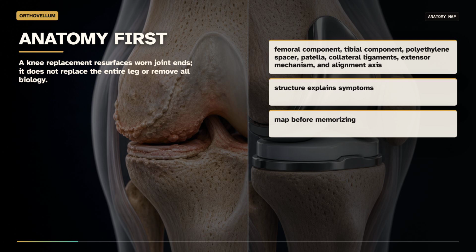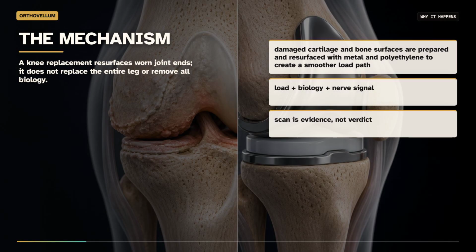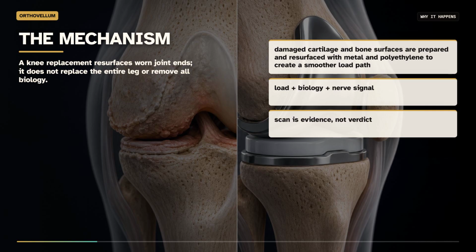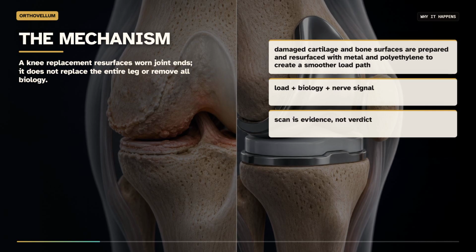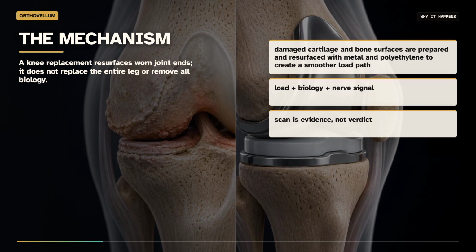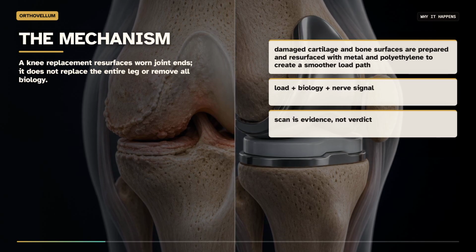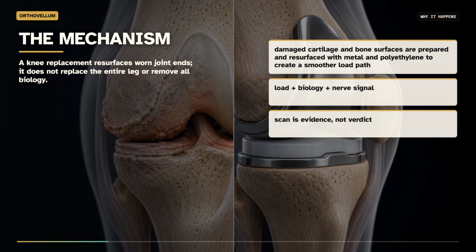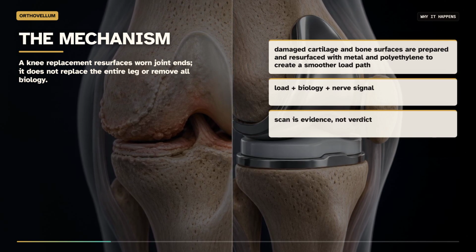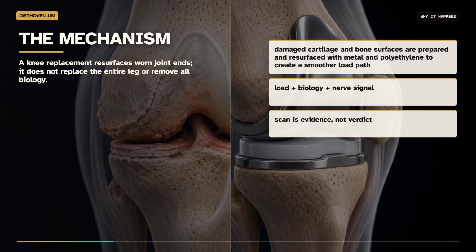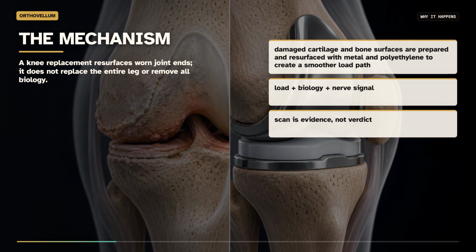It tells us which tissues are likely overloaded, irritated, torn, compressed, or failing to share load. The core mechanism is damaged cartilage, and bone surfaces are prepared and resurfaced with metal and polyethylene to create a smoother load path. This is why two people with similar images can feel very different. Tissue appearance, load, inflammation, nerves, strength, and confidence all interact. For the lay viewer, the question is not, what word is on the scan? The better question is, what system is failing? For the resident, the question is sharper. What is the pain generator, what is the structural risk, and what can safely wait?